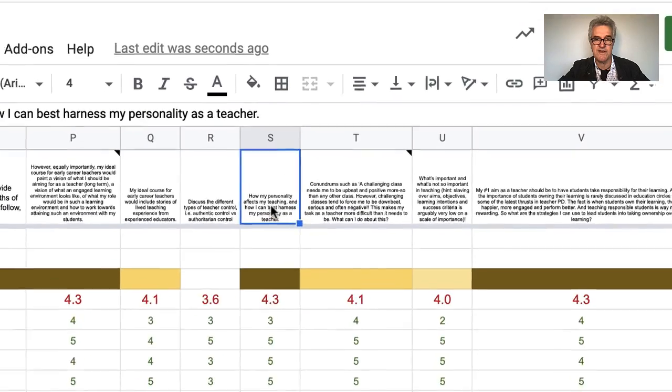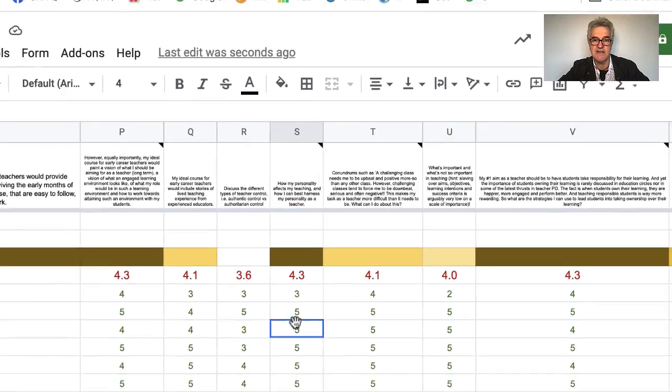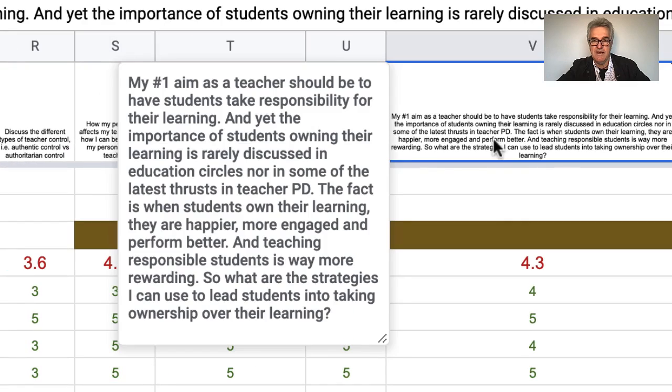Another 4.3 is here, how my personality affects my teaching and how I can best harness my personality as a teacher. So again, I'm happy that that scored highly, because I think that's really important. And yes, we certainly cover that in the course. I'm also delighted that the idea of focusing on student agency, of students taking responsibility for their learning, owning their learning, the fact that it's rarely discussed in education circles, the fact it kind of flies in the face of some of the latest trends in education. I think it's one of the most important things we should aim for as a teacher.